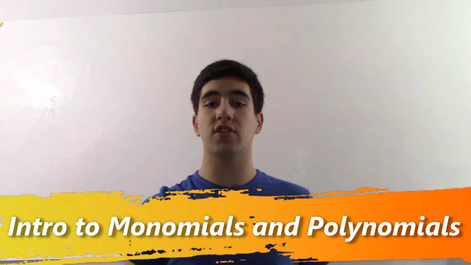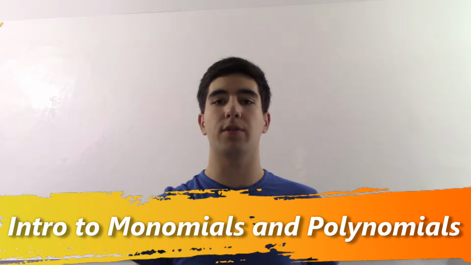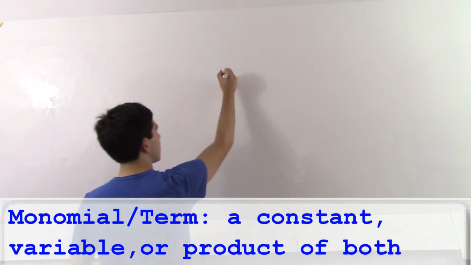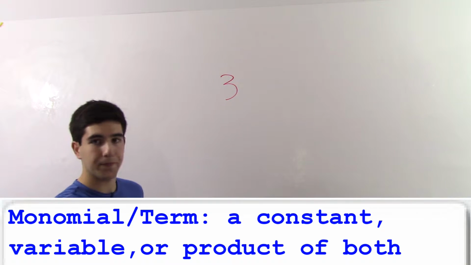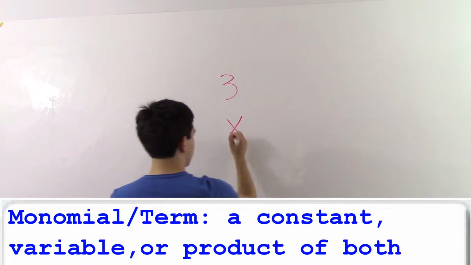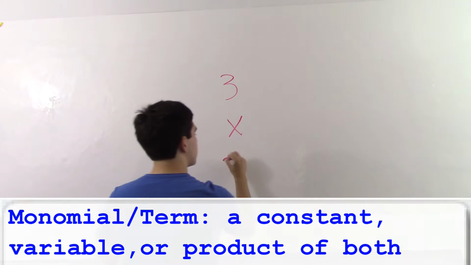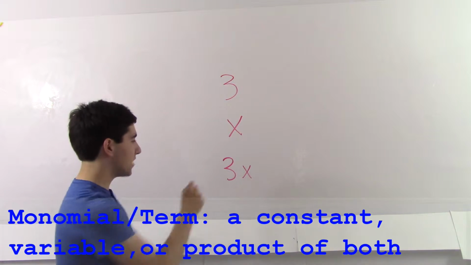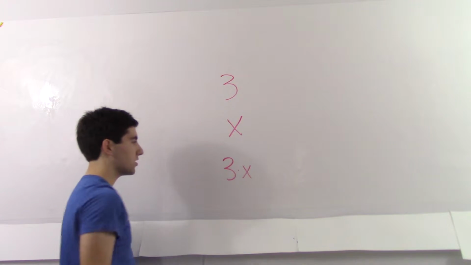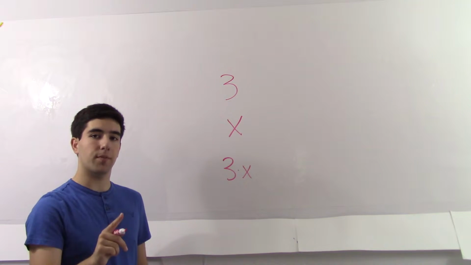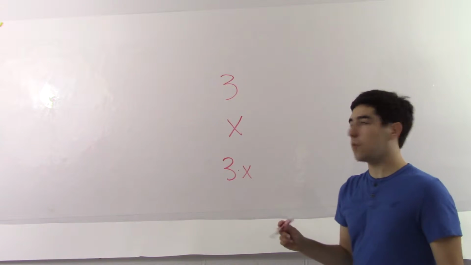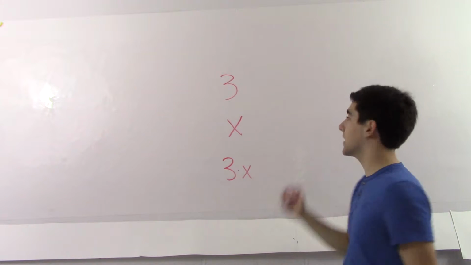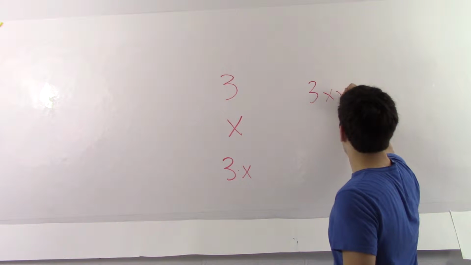Today we're going to be discussing terms, monomials, and polynomials. So what is a term? A term is any constant or number, any variable, or any product of a number and a variable. So this actually represents 3 times x, and it represents one term. A term can be as small as the number 3 or the variable x, or it can be as big as 3xyz squared.